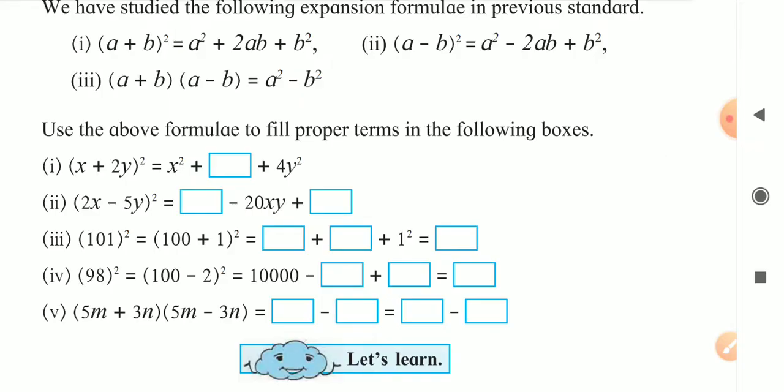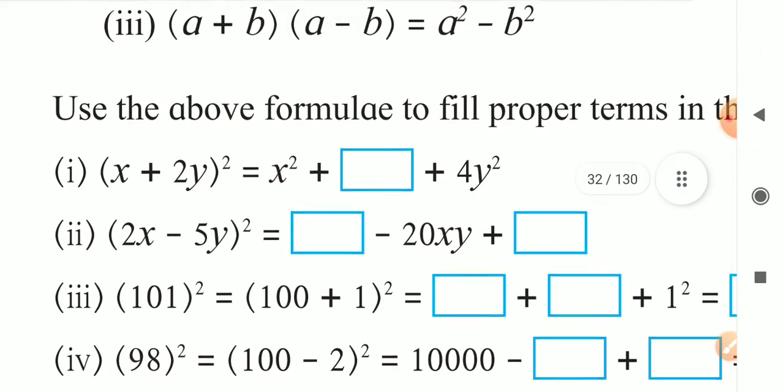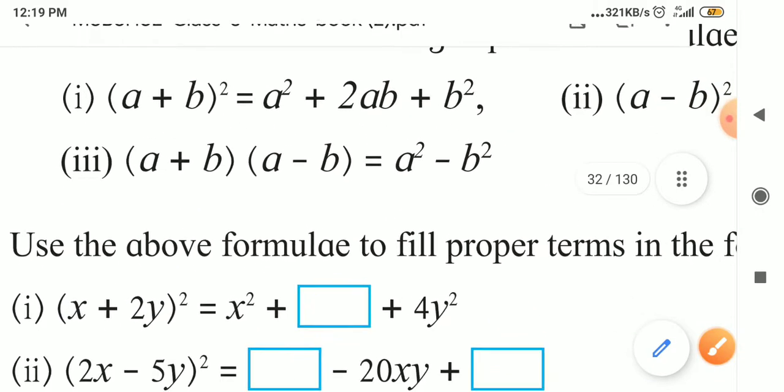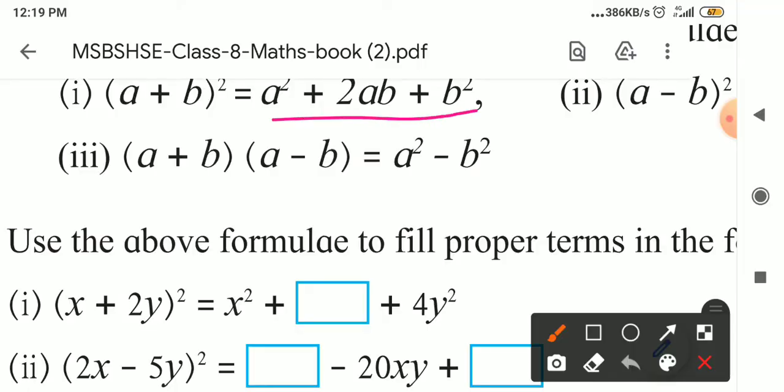Now the next part: use the above formulas to fill the proper terms in the following boxes. This is very easy. Let's see the first one. Here x means a, and 2y means b, and we use the formula for (a + b) whole square, which is a square plus 2ab plus b square.